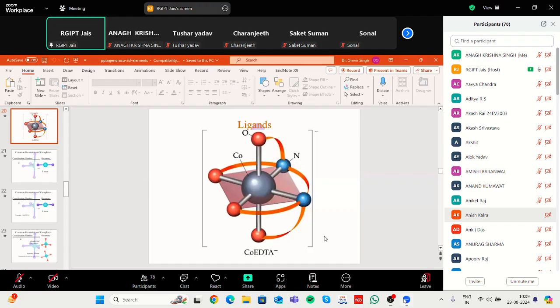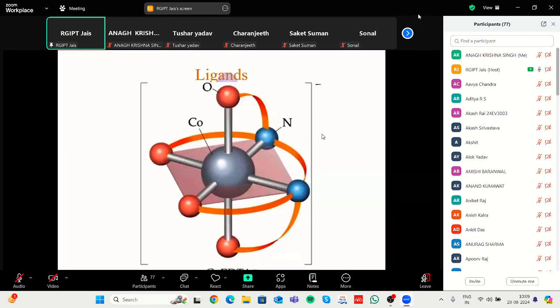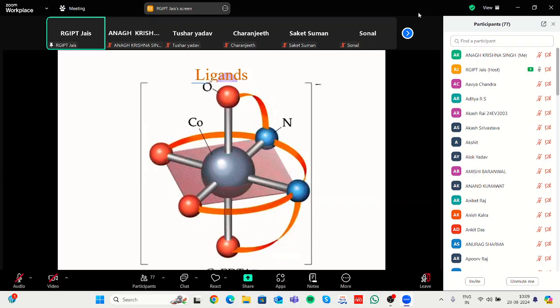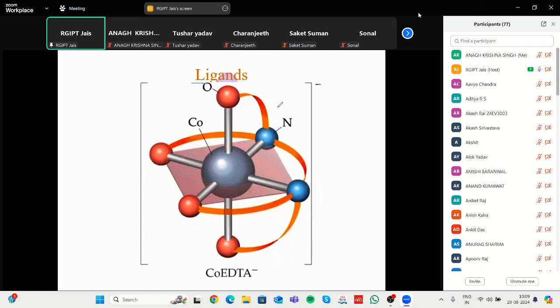What is a coordination complex, and how is a coordination bond formed? Then there are different theories that can explain these coordination complexes. And there are different types of ligands that can be attached: anionic, cationic, or neutral. And then Werner's theory: according to Werner's theory, every coordination complex follows two types of valency.